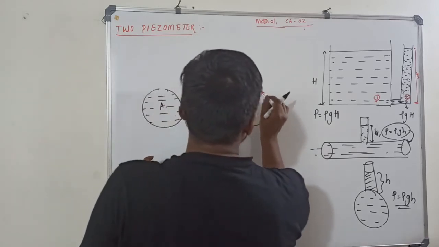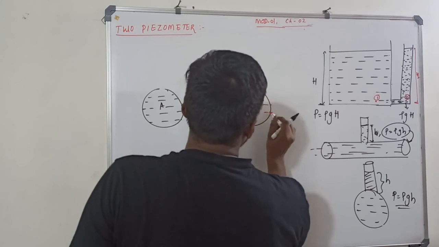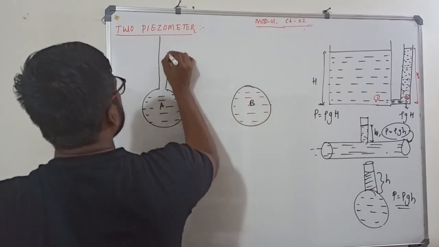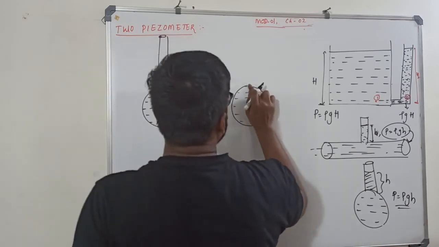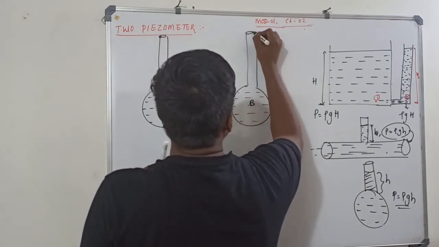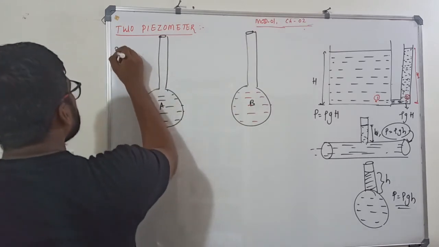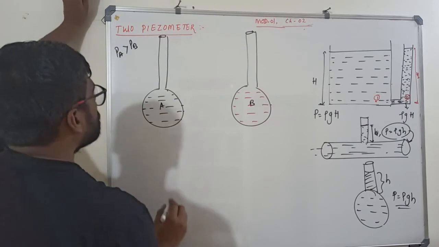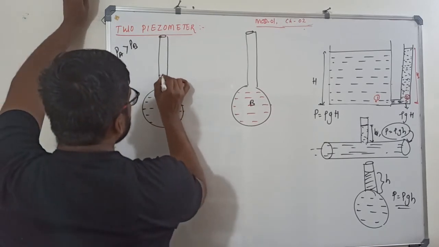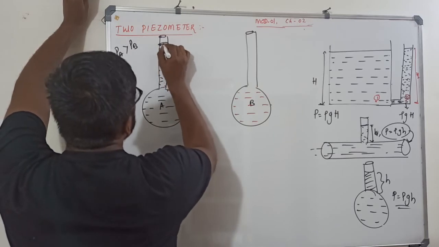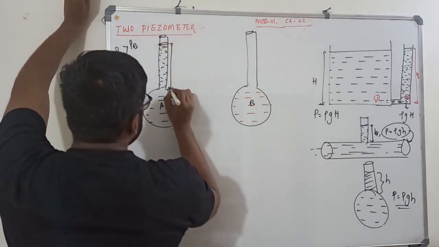This is your B fluid, pipe B, and I have connected a piezometer here, and I have connected another piezometer here. At B also I have connected one more piezometer. Let us say I am assuming PA is greater than PB. So the liquid here will rise more. Liquid in this will rise more. Let us say the height being h1.